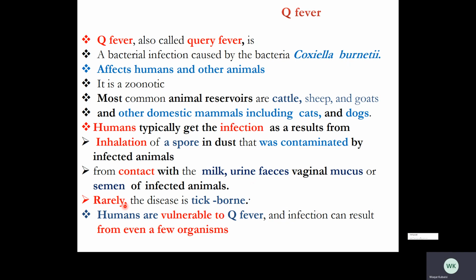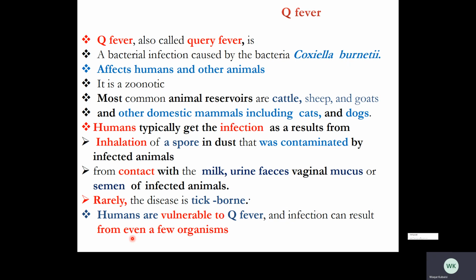Rarely, a person will be affected by a tick, so it is a tick-borne disease. Humans are vulnerable to Q fever. One spore will infect them, not like anthrax, where 10 to 20,000 spores are needed to infect a person. Here one spore infects a person. So humans, I mean human beings, are vulnerable to Q fever. Infection can result from even a few organisms or even one spore.